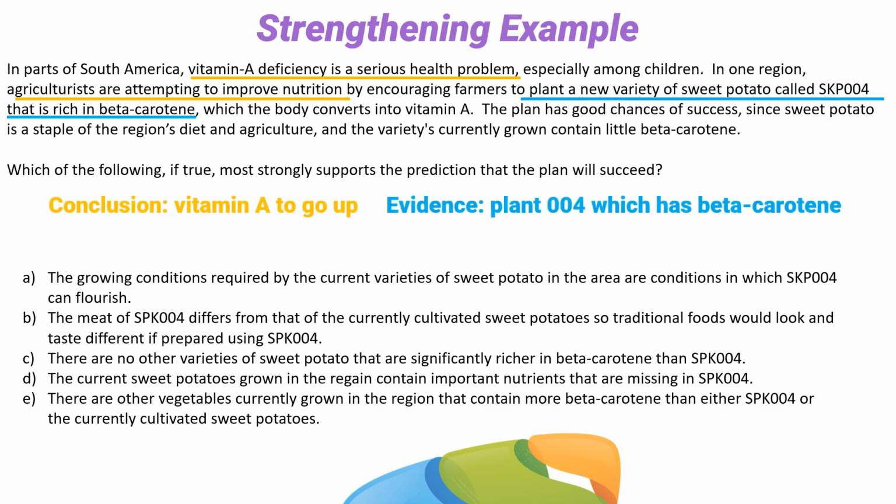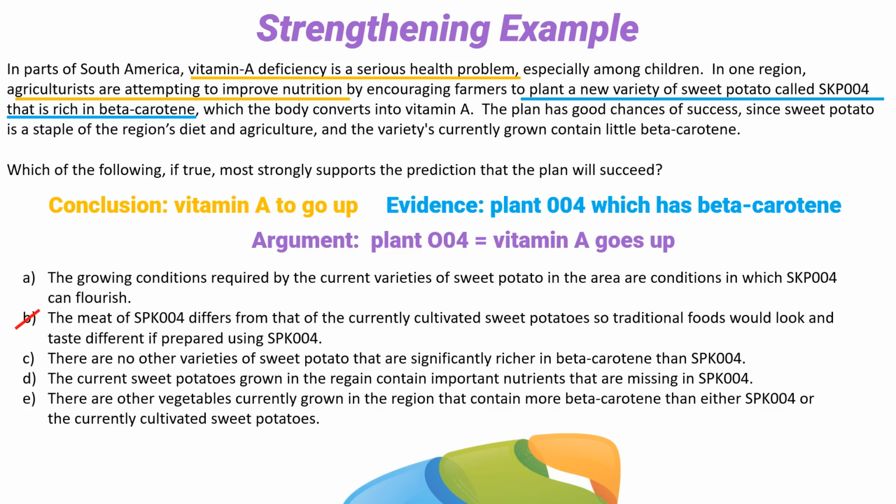Now, we're being asked to strengthen the argument. So we're looking for reasons why planting the 004 will in fact be successful in increasing vitamin A. Okay, let's go through the answer choices. Well, answer choice A is looking pretty good. It's saying that 004 can in fact grow in the area we want to grow it in. Well, that would be a reason why this plan might just work. We'll keep A around.